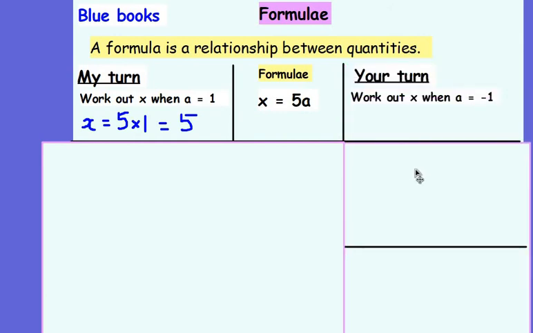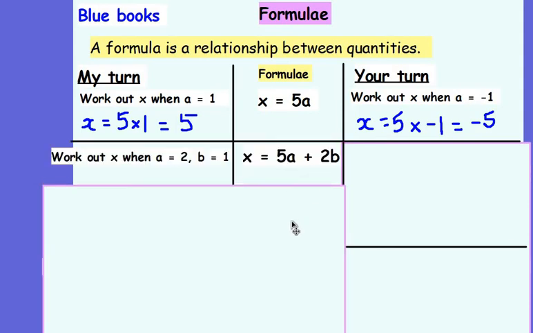Over to you in your dark blue books. Work out x when a is equal to -1 for me. Pause the video and work that out now. Right, let's go through it in exactly the same way. I've got x is equal to 5 times -1, so hopefully you'll have got -5. Let's try another one.